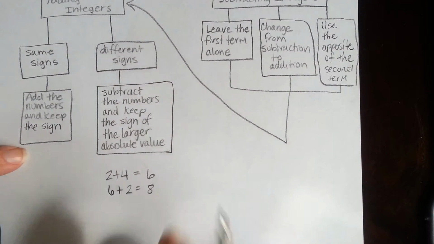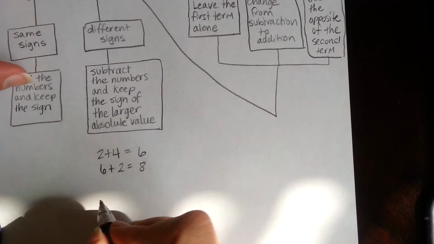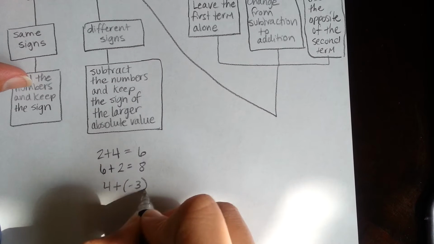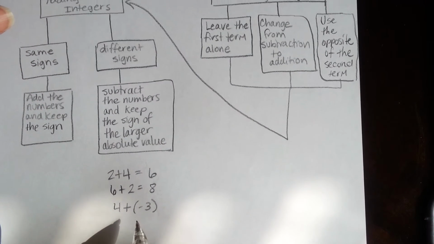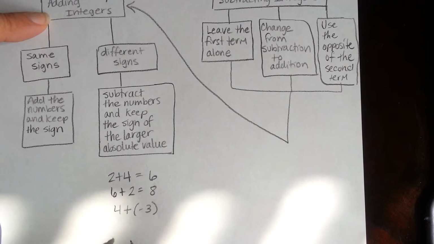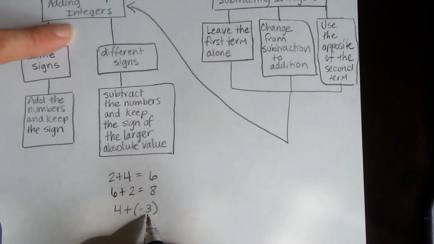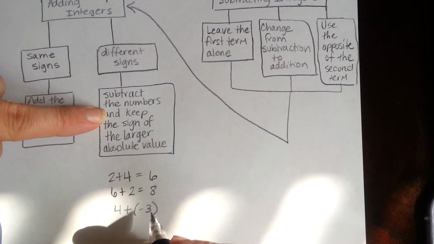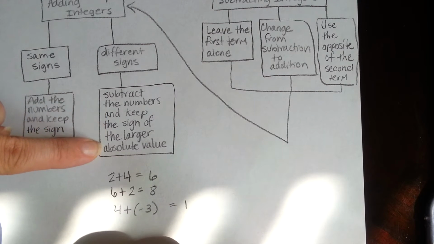If I had another example, I have 4 plus negative 3. Notice on this one the operation is addition, so we're adding integers, but they have different signs. This is a positive 4, this is a negative 3. Since they have different signs, we're going to subtract the numbers, so 4 minus 3 would be 1. And we're going to keep the sign of the larger absolute value.